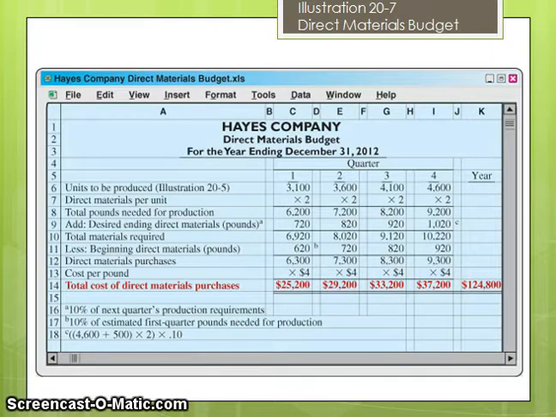So don't let all of the numbers confuse you too much. That's really all we're doing. If you just think it through, hopefully it makes sense. All right, good. We got materials. That's one part of production costs.